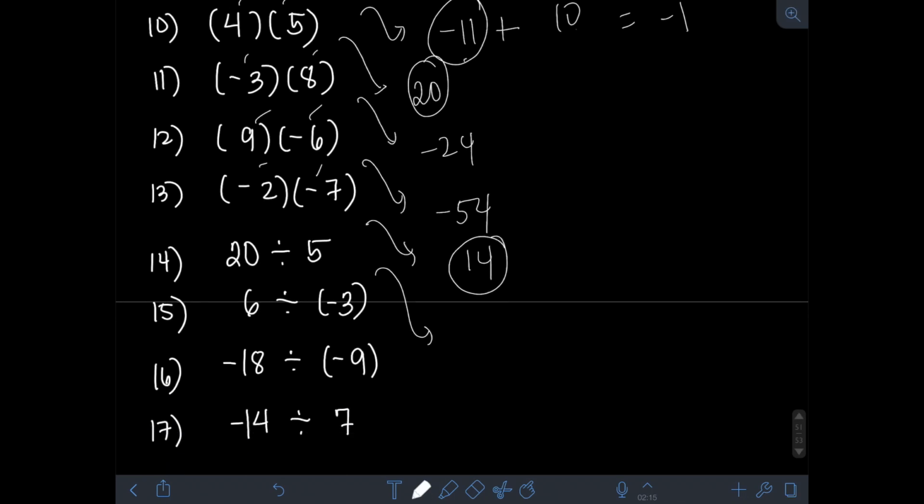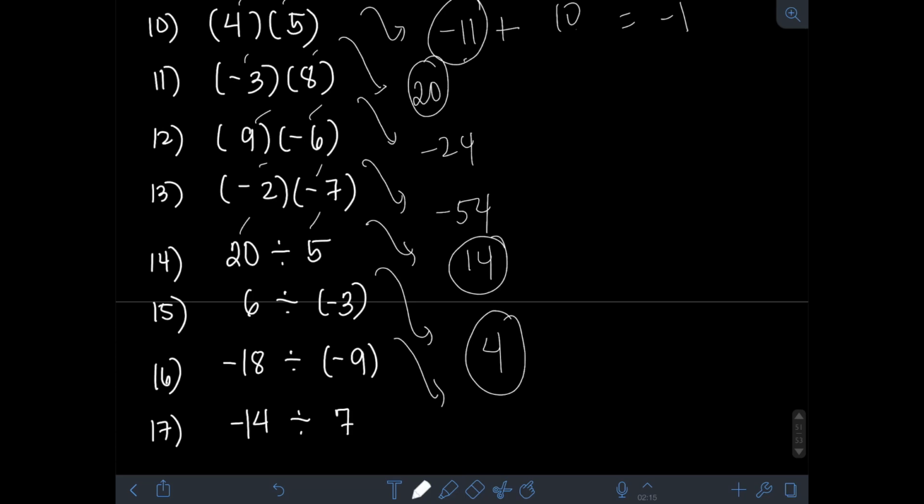Okay? Next, kapag division naman, same lang din sa rules ng multiplication. Like signs, positive yung sagot. Kapag unlike signs, negative yung sagot. Okay? So, meron tayong 20 divided by 5. So, perform lang natin yung division. So, ano ba yung 20 divided by 5? 4. And then, since pareho silang positive, automatic positive dapat din yung quotient.